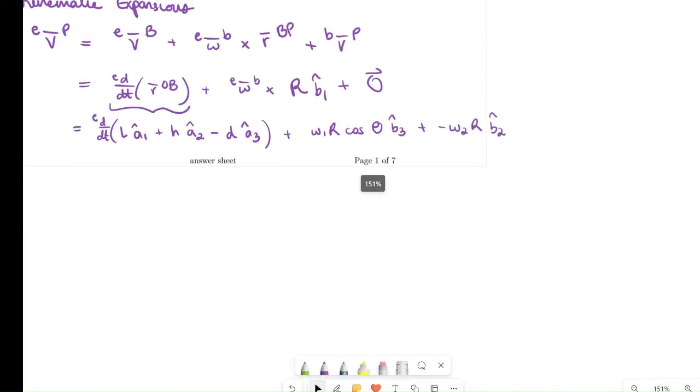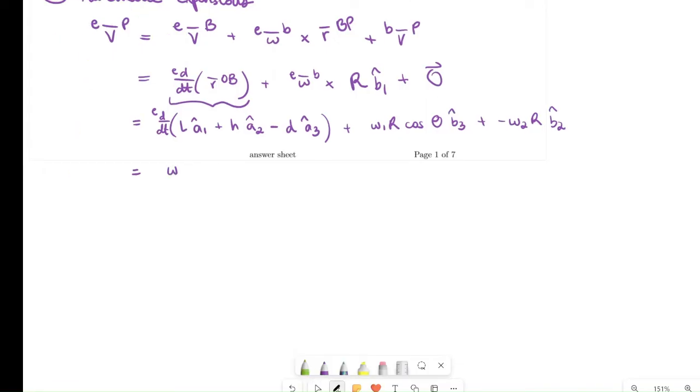Okay, and this expression, I actually think we found this too. It ended up being omega A and E crossed with the original vector, which ends up being omega 1 L A3 hat plus omega 1 D A1 hat. And then we include the other stuff, so omega 1 R cosine theta B3 hat minus omega 2 R B2 hat. Okay, and then we can plug in our values at that initial instant condition.